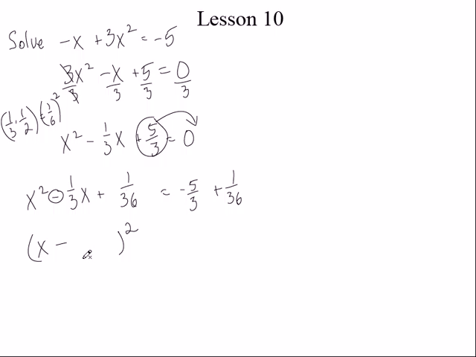Now, what do we put right here? There's two ways to look at it. It's either half of this one or it's the square root of this one, which is 1/6. Equals. Now we just have to add those together.